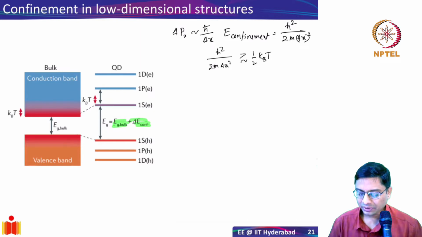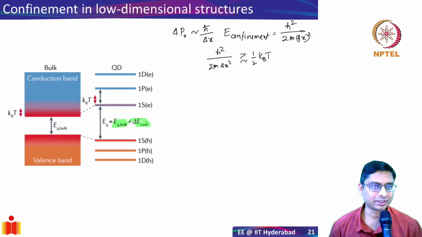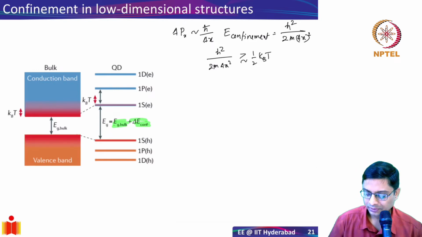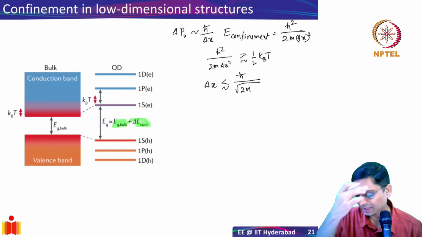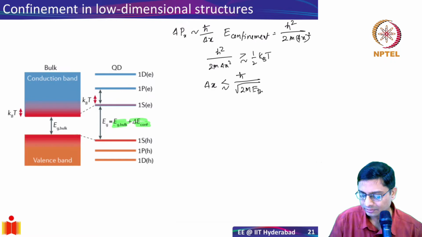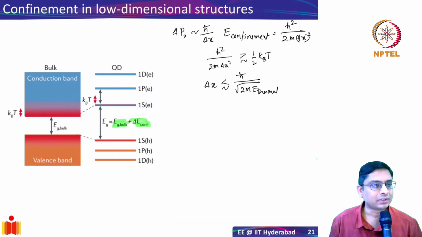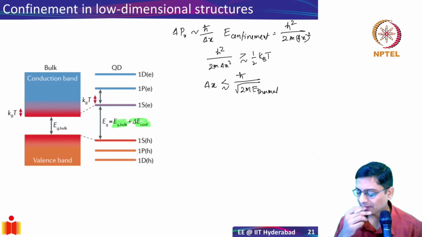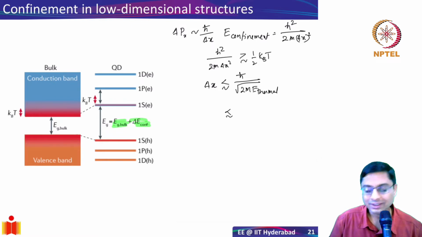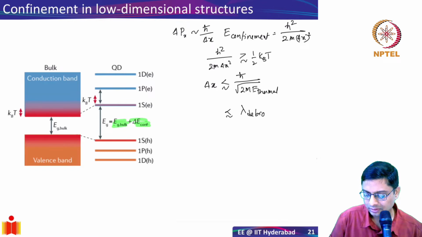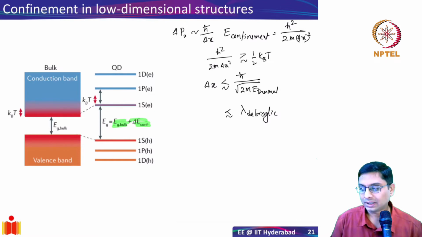So I can even try to rearrange this to find out the thickness of the semiconductor at which these effects become significant. I'll rewrite it in terms of delta x. Delta x must be less than or of the order of h bar by square root of 2m E thermal, where E thermal is half kBT. In this kind of scenario, it is going to be significant. And immediately you see that root of 2mE is the momentum. So effectively what it means is that if delta x is smaller than the de Broglie wavelength for electrons having a thermal energy of half kBT, then the confinement is significant.